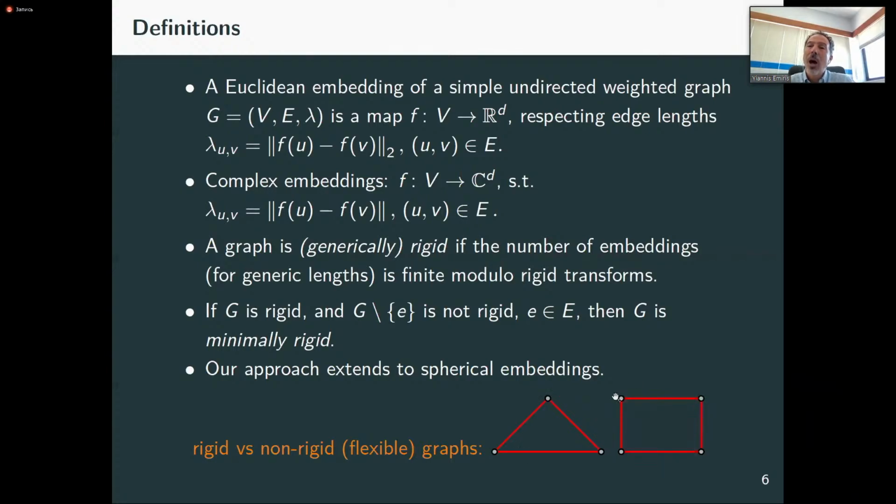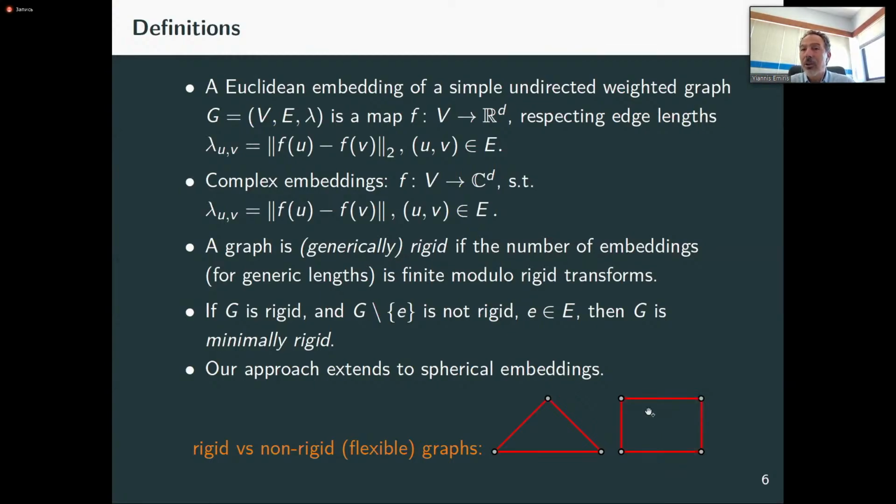However, the quadrangle, even if I fix a vertex, an edge, and of course all the lengths, it can have an infinite number of embeddings. Okay, it can move like that. So it is not rigid. It is a flexible graph.